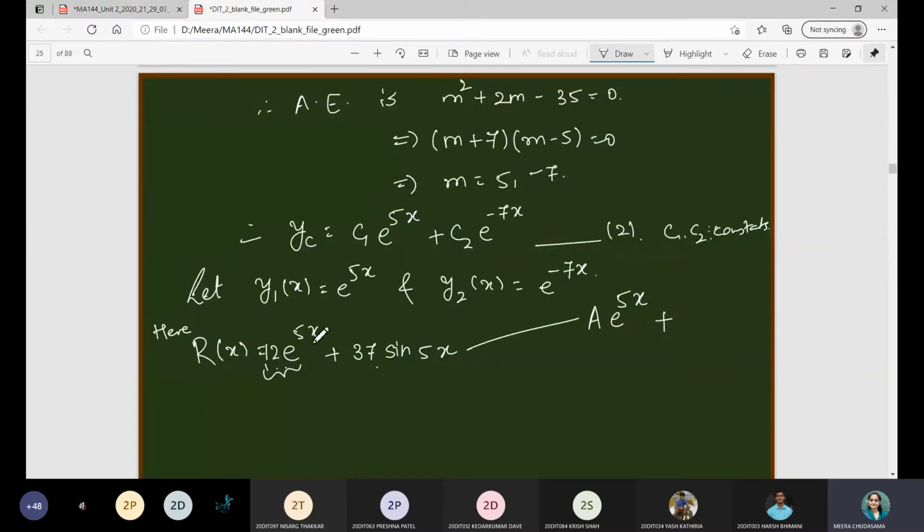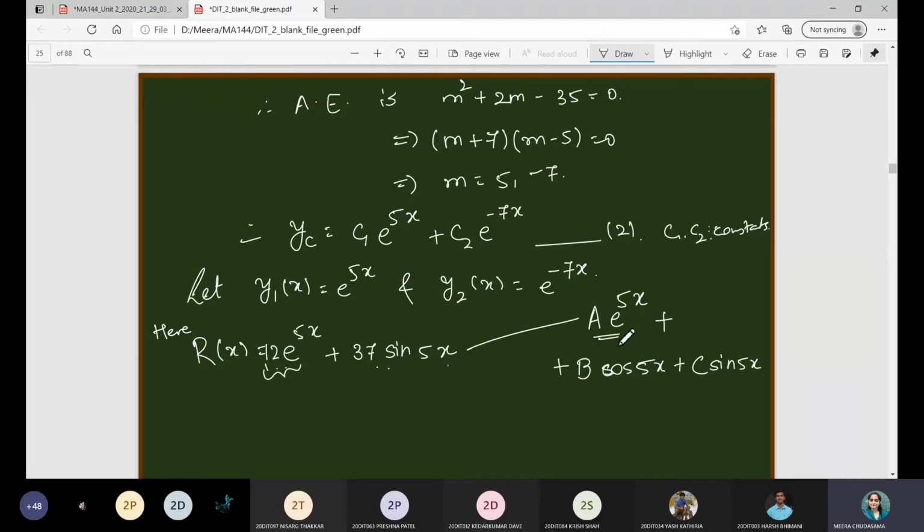For this 12 e raised to 5x, from the table we have written this choice. Now since a is already used, corresponding to this it will be b cos 5x plus c sin 5x. If it is sin nx or cos nx, then the corresponding choice of particular integral is a sin nx plus b cos nx. And you can interchange the order of sine and cosine with the constant quantities. So in this case this one will be the corresponding particular integral choice.